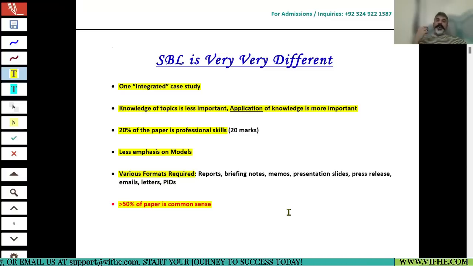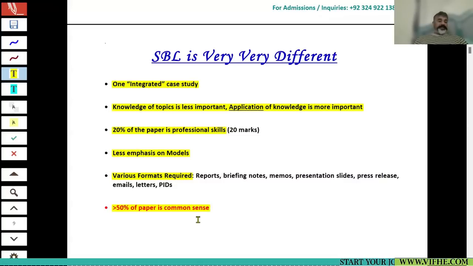Less emphasis on theoretical knowledge, more emphasis on logical thinking, trying to solve a problem, giving some logical solutions, common sense, all these things. And if you can see here, 50% of the paper is common sense. Common sense means that no particular topic or theoretical knowledge or model is required. You will just read the exhibit and try to think.